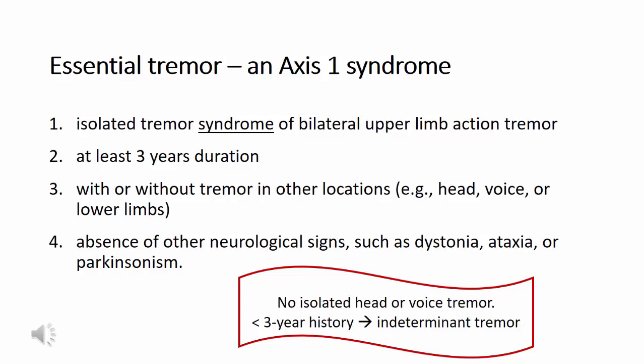In contrast to previous definitions of essential tremor, isolated tremor in the head or voice is no longer considered a variant of essential tremor. Furthermore, head or voice tremor is likely to be dystonic when these tremors are far more severe than the upper extremity tremor.